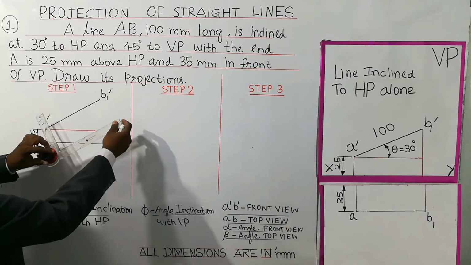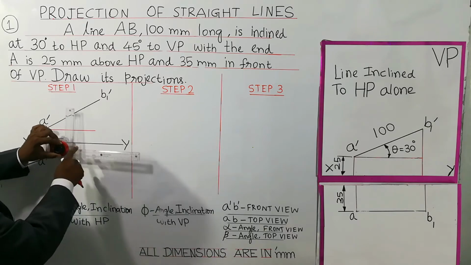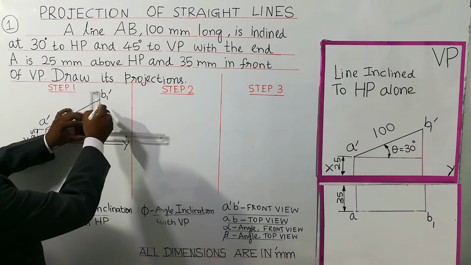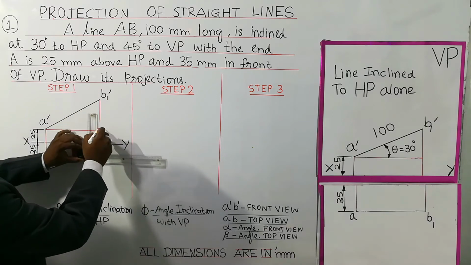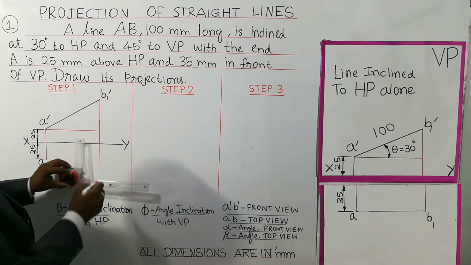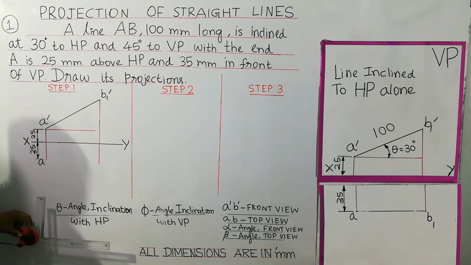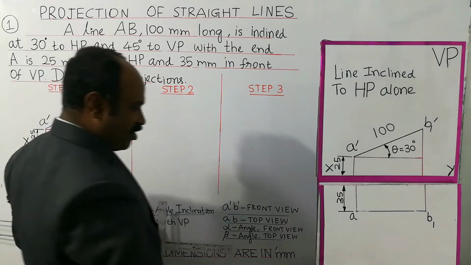So I just reset your drafter scale, keep it on the XY line, so that this horizontal scale is perfectly horizontal, 0 degree. Now using the shorter scale of the drafter, draw the projection line like this. At the point where you marked A, draw one horizontal line using an object line, called the top view of the given line.